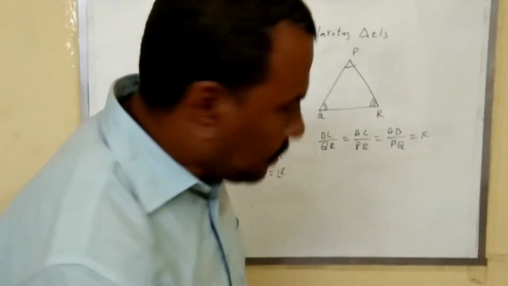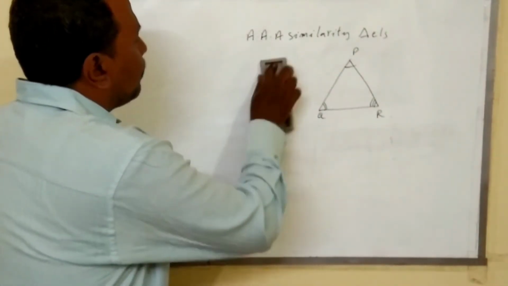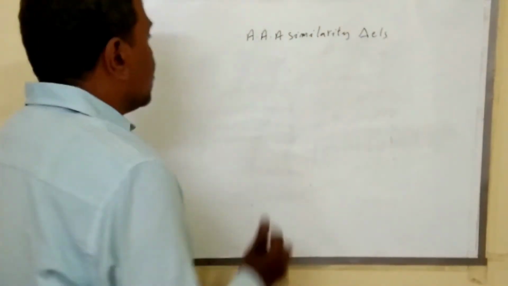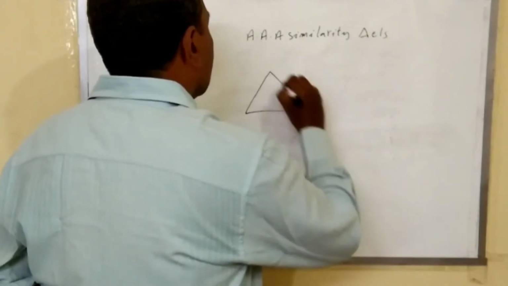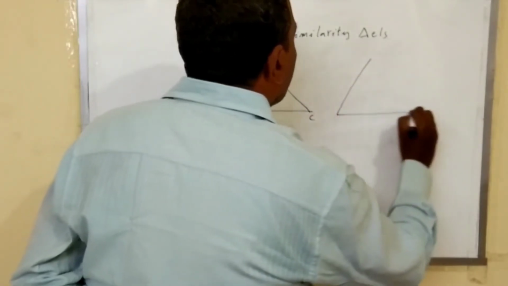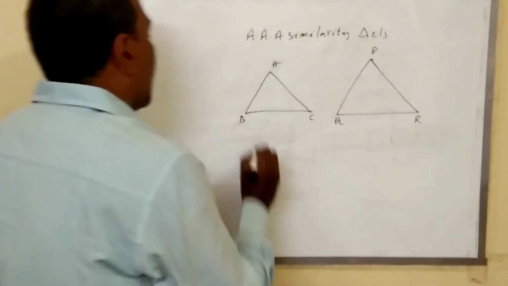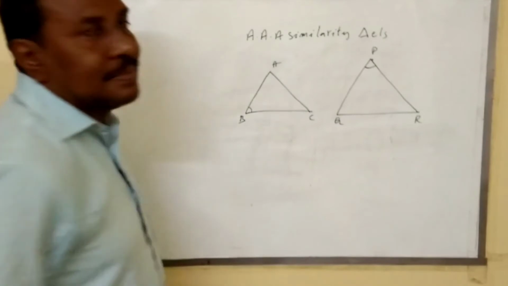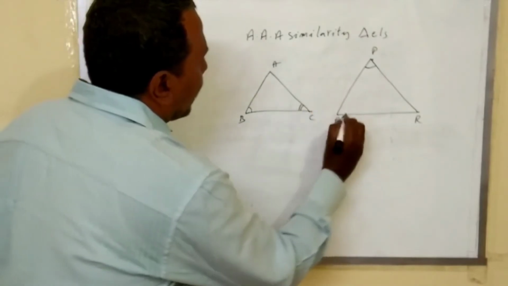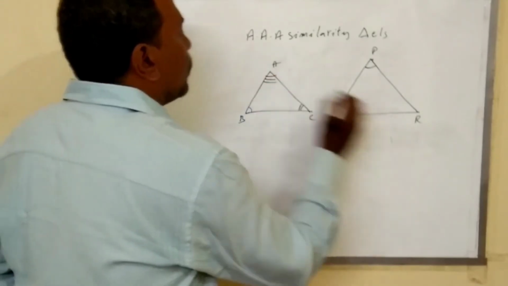Okay. We'll take another example of this A.A.A similarity. Sometimes they may give it like this. Triangle ABC and triangle PQR. I say angle B is equal to angle P. Okay. And angle C is equal to angle Q. Then angle A is equal to angle R.